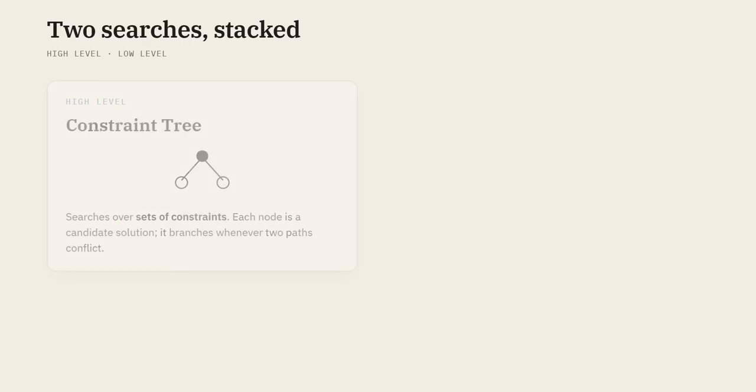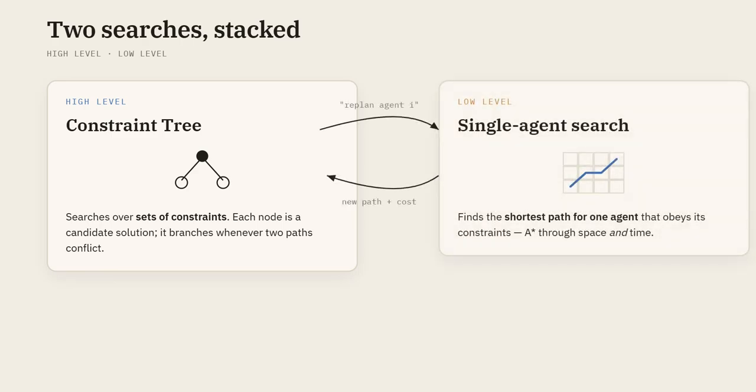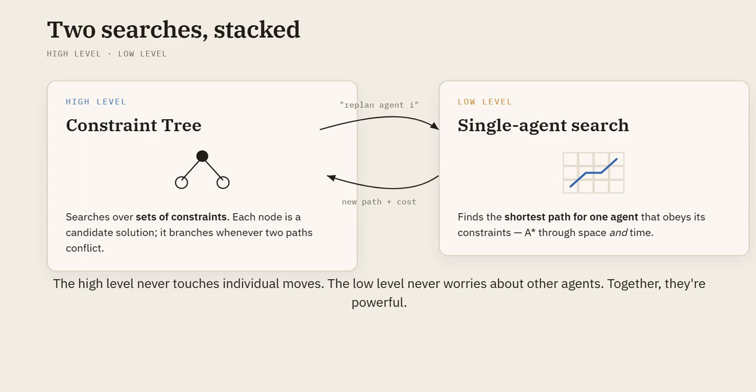CBS attacks this with two searches stacked on top of each other. The high level searches over sets of constraints. We'll call it the constraint tree. The low level plans a single agent at a time, finding its shortest path that respects those constraints. The high level never touches individual moves, and the low level never worries about other agents. Together, they're powerful.